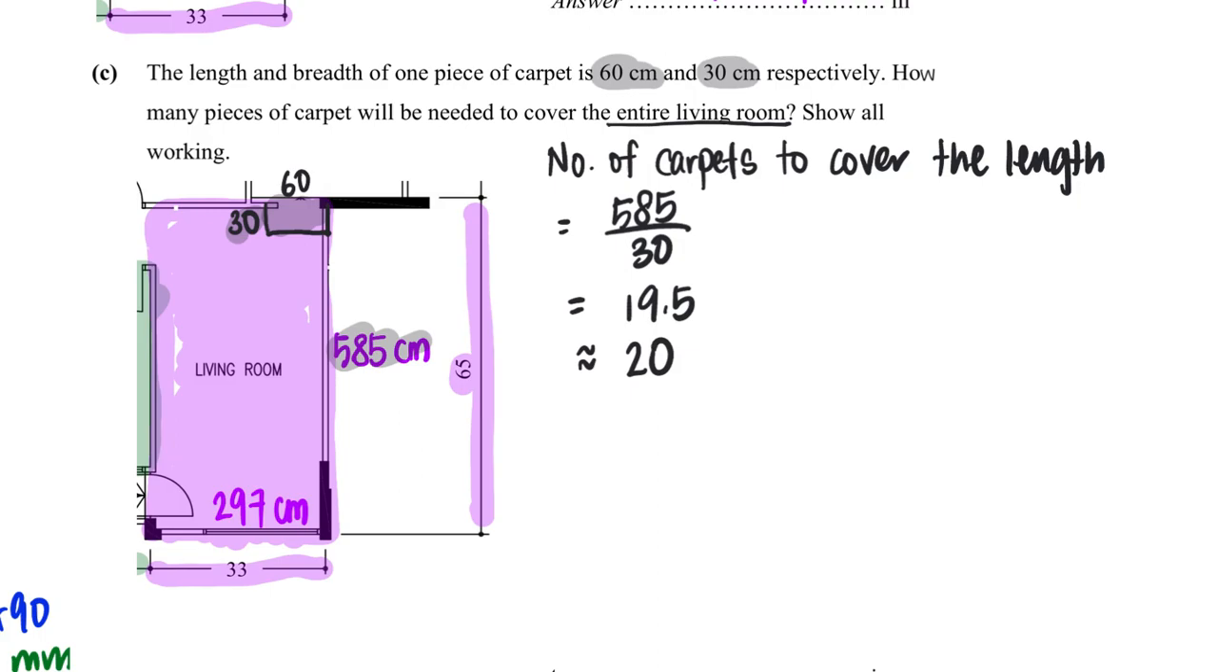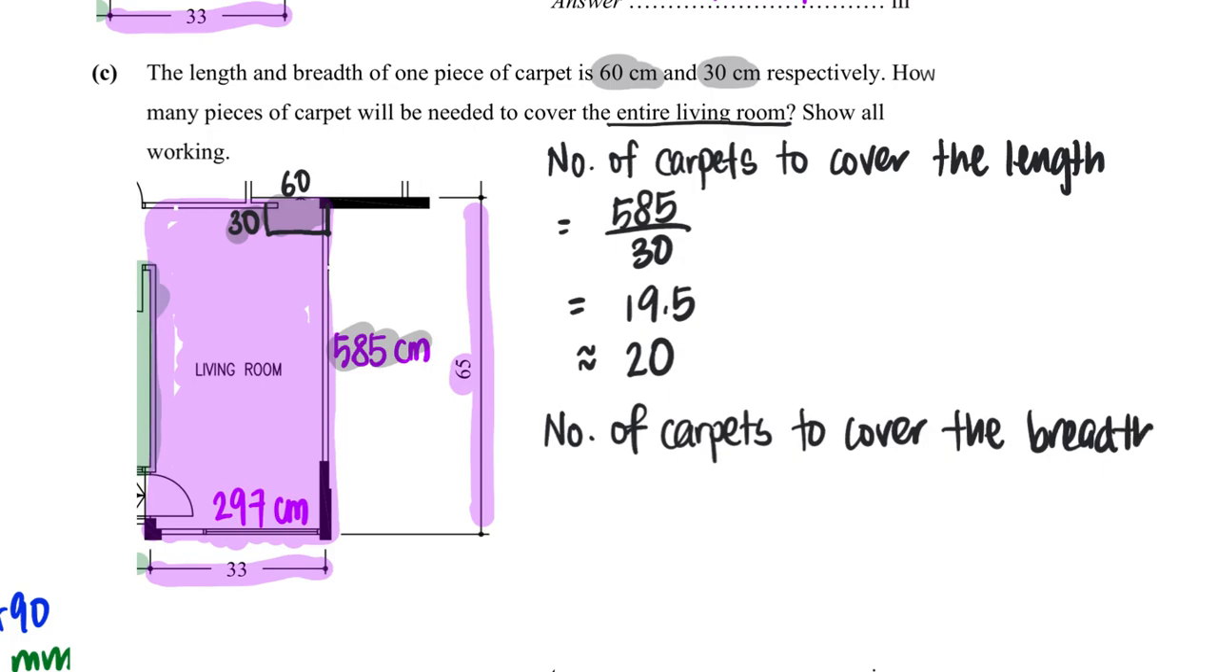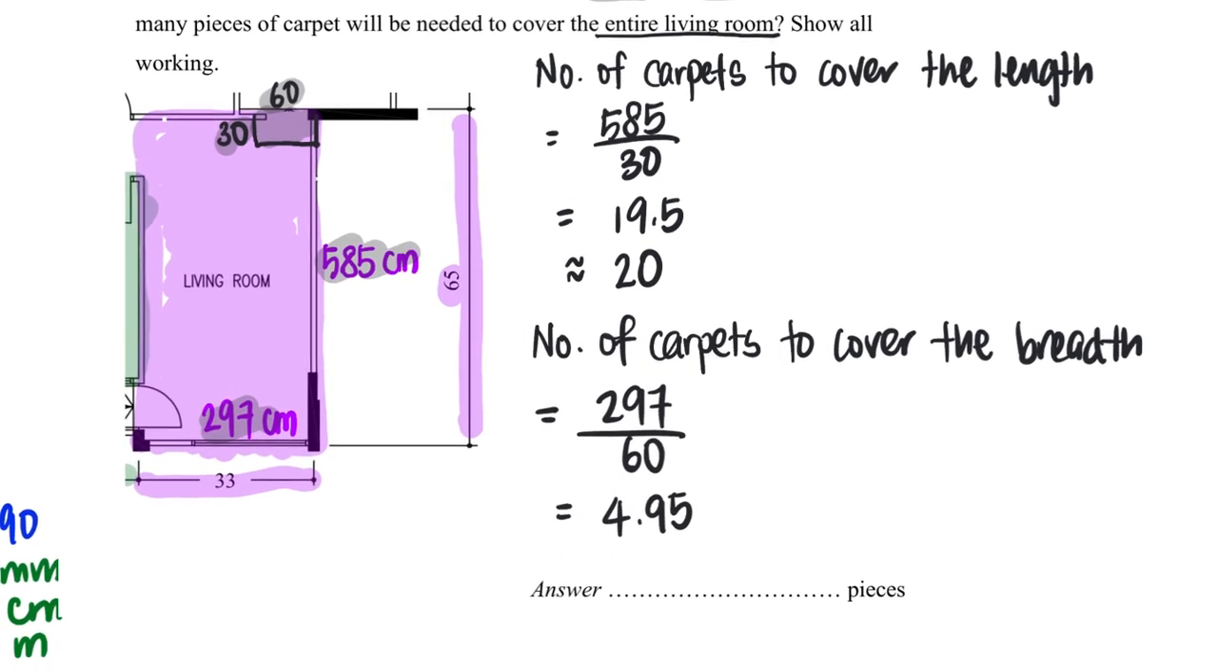So I do the same for the breadth. The breadth will be 297 divided by 60. I will get 4.95. Again, just to make sure that I can cover everything, at least 5.